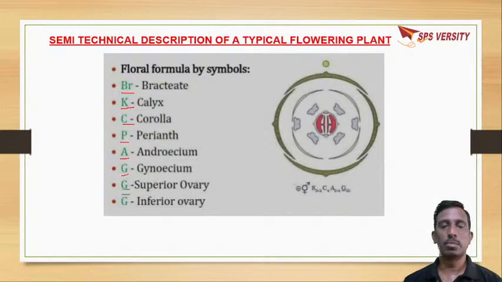G for gynoecium. If you draw a line below the G, it is a superior ovary. Over the G, it is an inferior ovary.